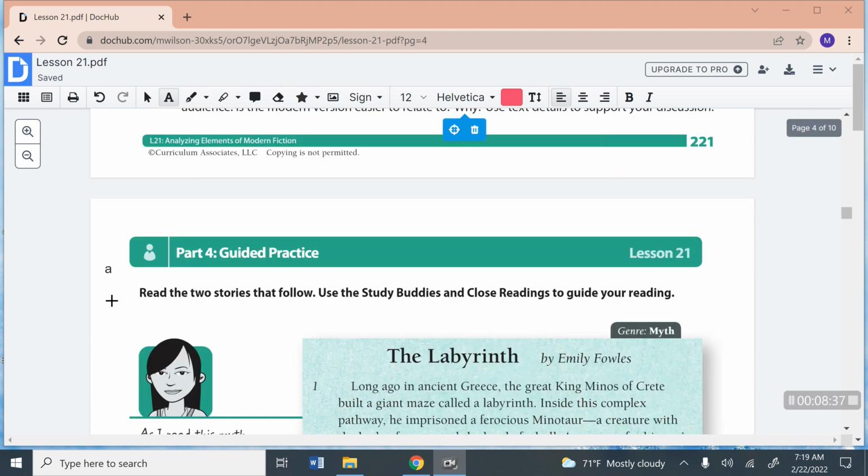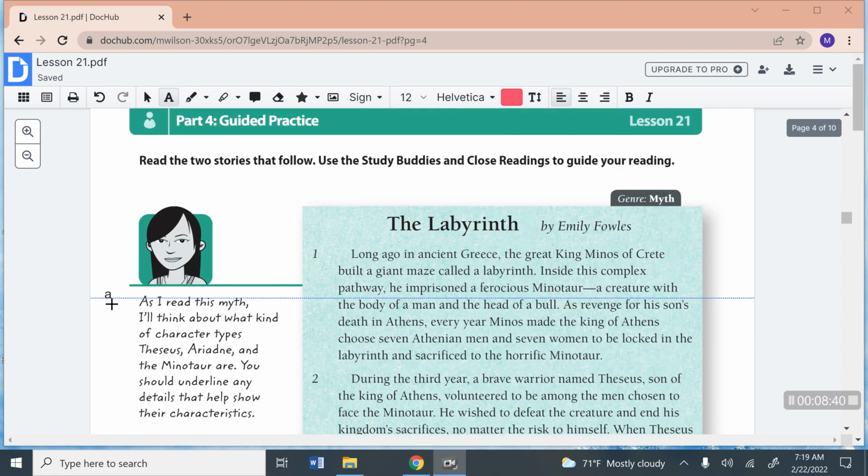Now let's go ahead and let's move on to the labyrinth. So we're going to actually read two stories, and we're going to use the study buddies and the closed read to guide us. Now, we're actually going to read this in part 3. So go ahead and look for the Ready Lesson 21 for 8th grade part 3 video and click on that. And in that one, we will be reading The Labyrinth.